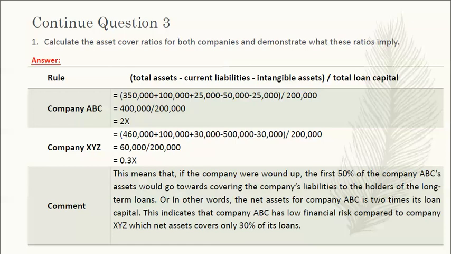Now I will make this also for company XYZ. First, I need to calculate total assets, and from the question, I get that the total assets here is the summation of fixed assets, current assets, and intangibles. So I need to get these three numbers.